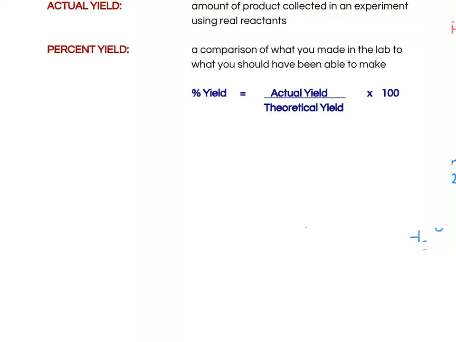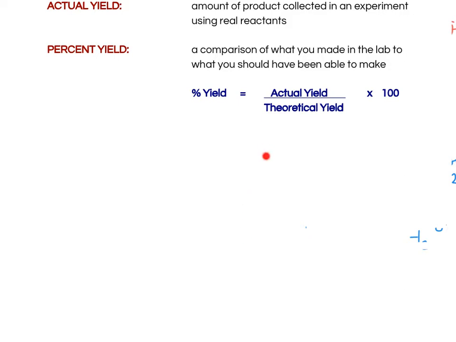And so the percent yield can be calculated by comparing the actual yield, what you got, to the theoretical yield, what you should have been able to get, times 100. It's sort of exactly like a test, right? What you got versus what you would have possibly been able to get, times 100.